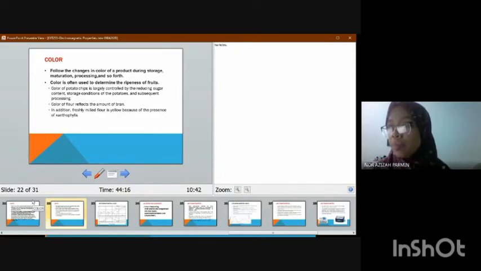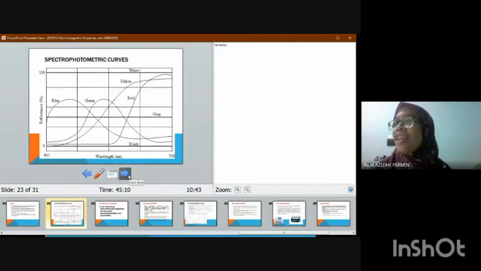Okay, so color of flour reflects the amount of bran. In addition, freshly milled flour is yellow because of the presence of xanthophyllins. Tapi kalau kita tengok kan, flour yang kita, tepung yang kita beli warna putih kan sebab dah melalui proses bleaching. That's why kalau yang fresh punya flour is a yellow color because of the content of xanthophyllins ni. A kind of, if I'm not mistaken, a kind of antioxidant juga. Okay. So that's why kalau nak makan roti pun roti yang bukan roti putih tau. Roti yang ada fiber tu, tapi saya tak sukalah sangat sebab tak sedap.